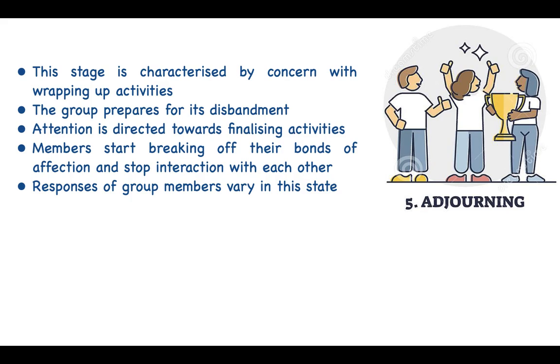So slowly and slowly the bonds of affection will decrease, and the interaction will automatically decrease over a period of time. So that is basically the adjourning phase of their group.